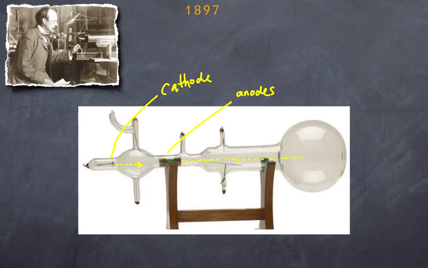Then over here you see another set of plates, and in this case JJ Thomson was setting up an electric field. So by setting up an electric field, he was hoping to deflect this particular beam either up or down depending on the polarity of this electric field.